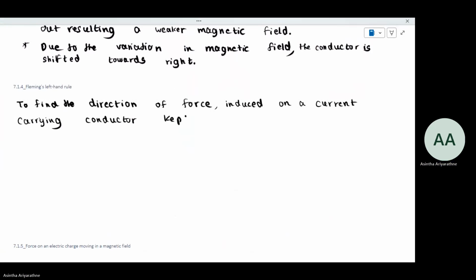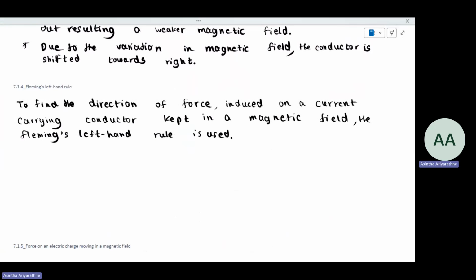For a conductor kept in a magnetic field, Fleming's left hand rule is used, not the right hand rule.